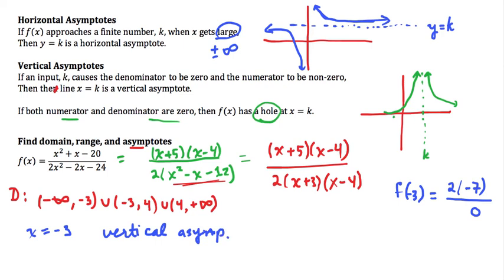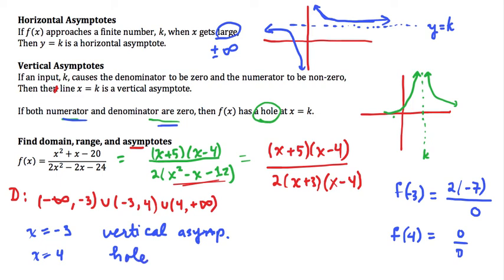Now, what about 4? What about f of 4? Well, if you put in f of 4, in the numerator you get 9 times 0, so that's going to be 0. In the denominator you get whatever you get here, and 4 minus 4 is 0. So in this case, both the numerator and the denominator are 0. So you're going to have a hole, right? So x equals 4 is where you're going to have a hole. There's a hole that's going to occur there.